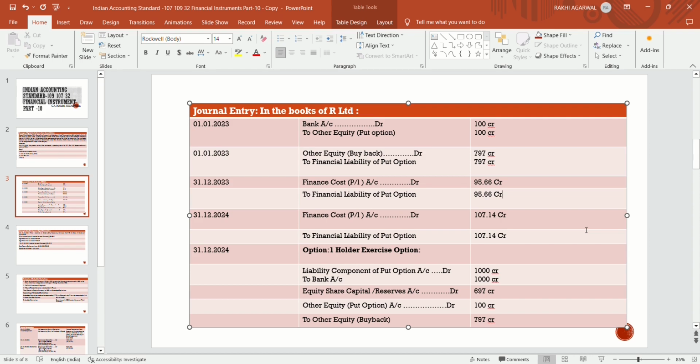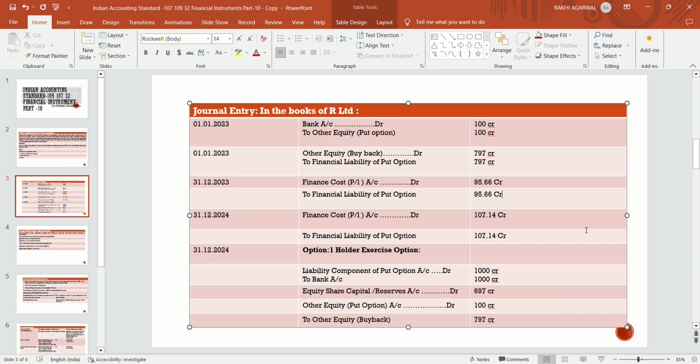In the next year, again on the date of settlement, he first recognizes the interest part, that is finance cost, P&L account debit to financial liability of put option. How will he calculate? He will calculate by 797 crores plus 95.66 crores, on which 12% is to be charged. So it becomes 107.14 crores. Closing balance as on 31st 12 2023 of the financial liability becomes 797 crores plus 95.66 crores plus 107.14 crores.